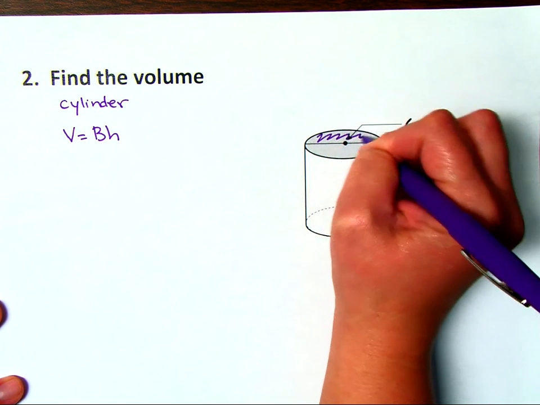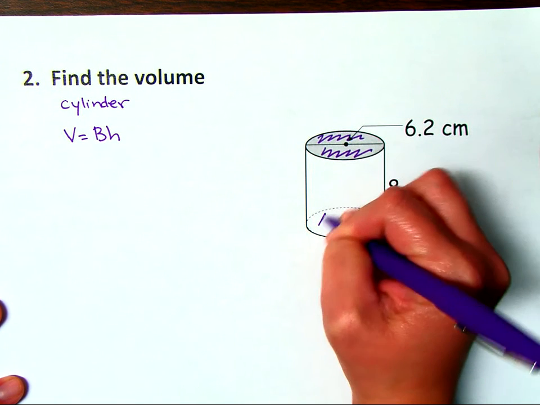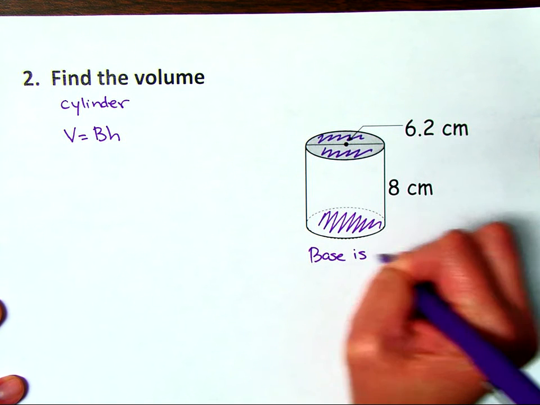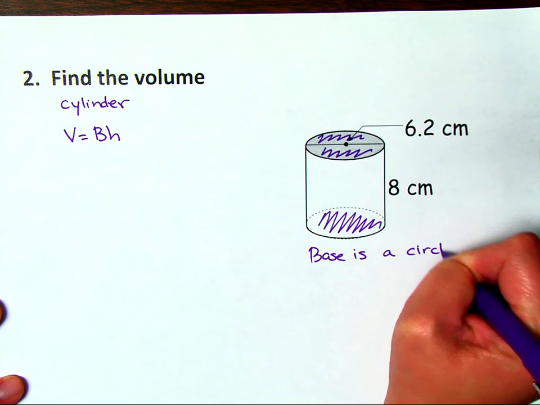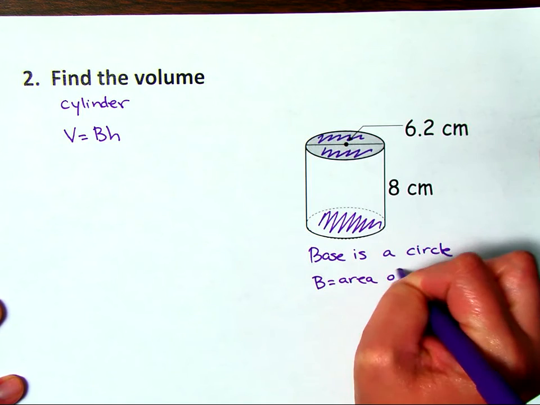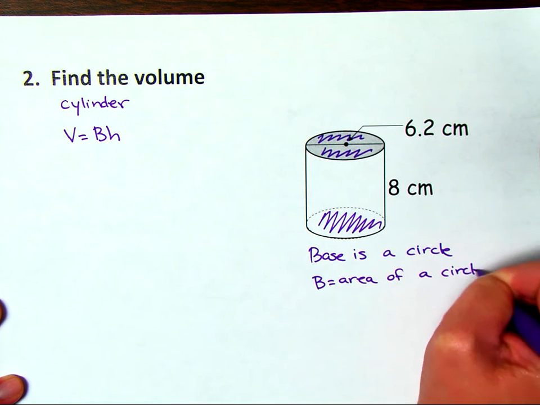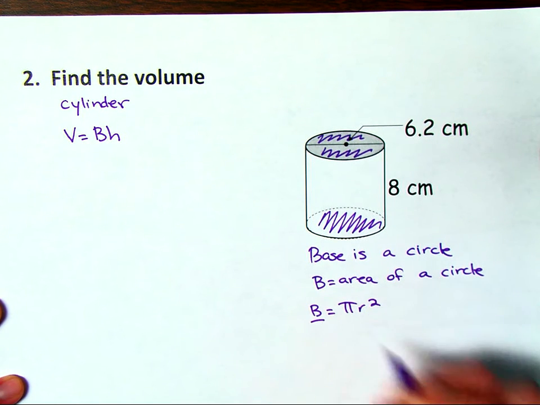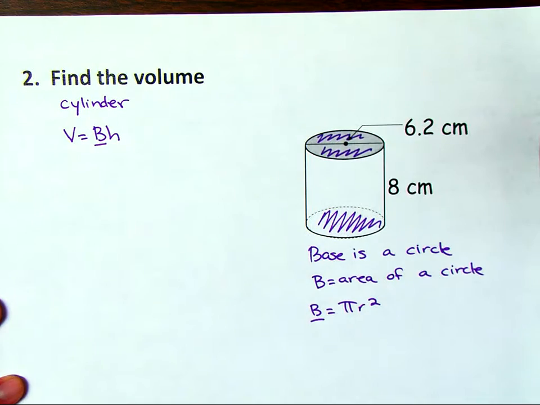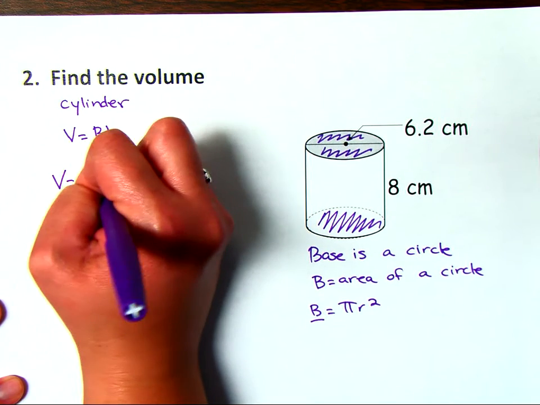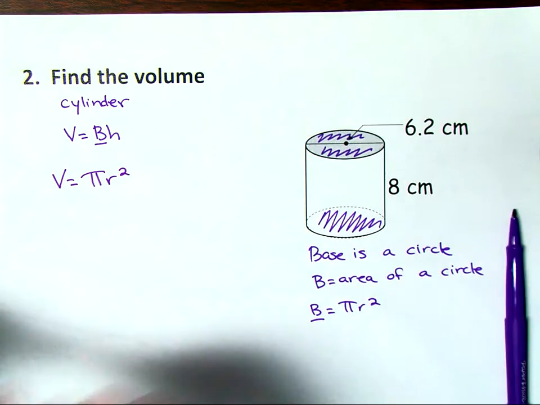So if I shade the base, it is a circle. So the area formula for a circle is pi r squared. So that's what we're going to substitute right here where we see that big B. So let's rewrite that. Volume equals pi r squared times the height.